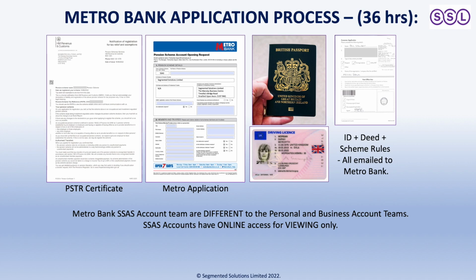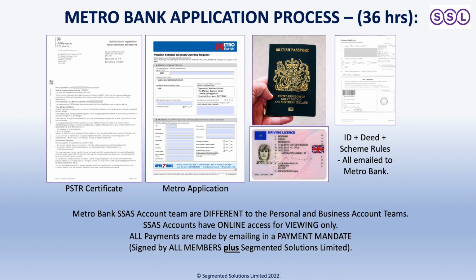And the reason for that is that a SSAS bank account, it's a requirement from the bank that every single member trustee signs. So if you've got 4 member trustees, you've got 4 signatures, plus there needs to be an independent third party. And in this case, that's Segmented Solutions acting as your administrator or practitioner. Some other companies operate as professional trustees, and they become the third party to sign.